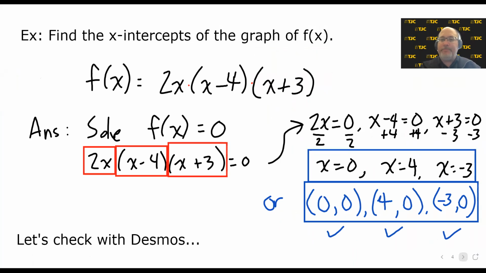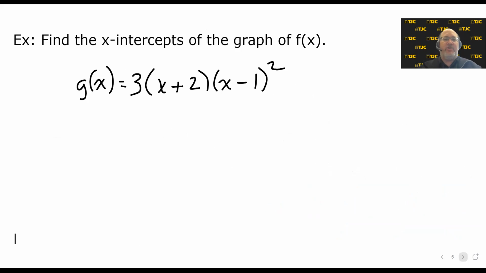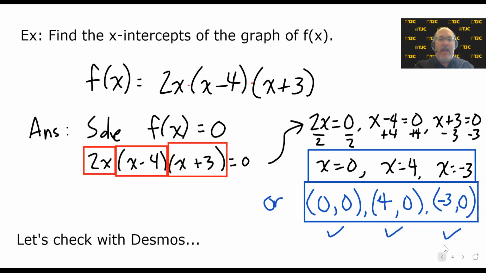Let's try another one. This is actually pretty easy, but there's a couple of things you need to be aware of. The first of which is, well, first off, this is g of x, not f of x. Find the x-intercepts of the graph of g of x. g of x is equal to 3 times x plus 2 times x minus 1 squared. Now, there's two structural differences about this polynomial function that's already factored and this one back here. Do you see the differences?